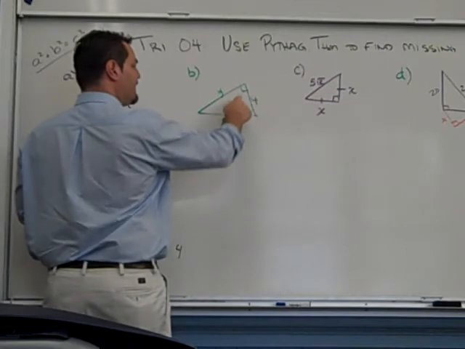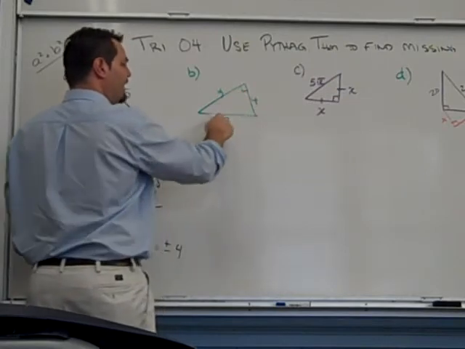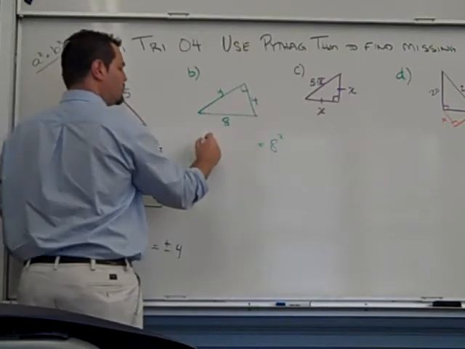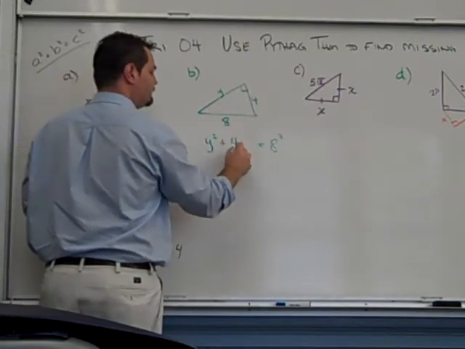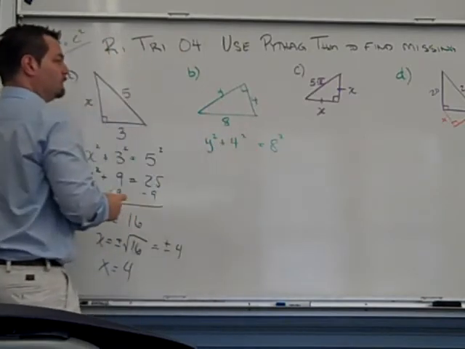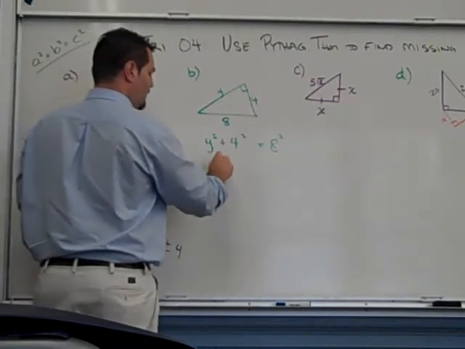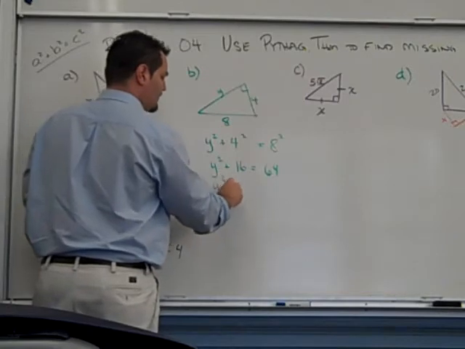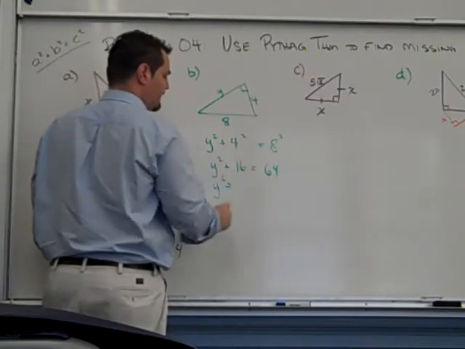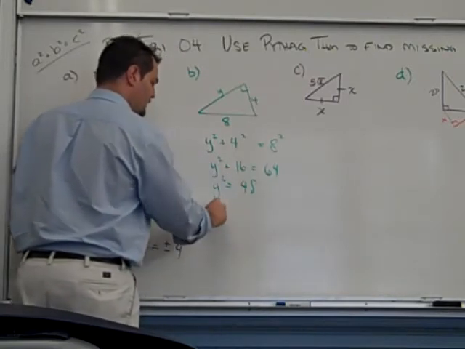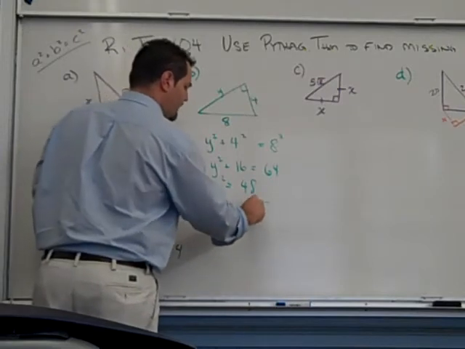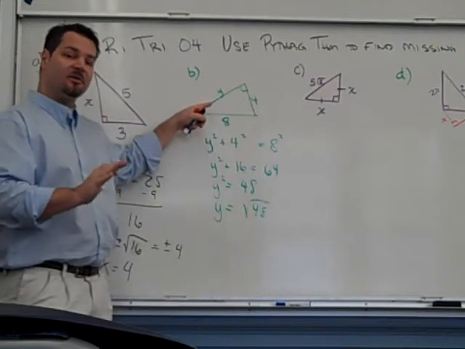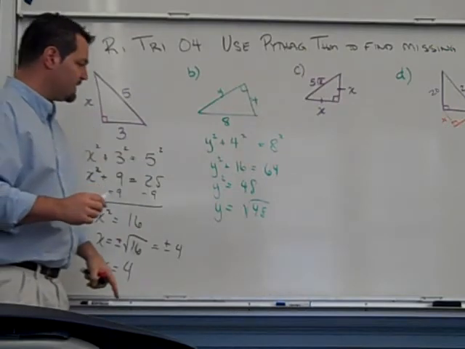Again, I have to identify which side is opposite the right angle. That's my hypotenuse. That's going to be my c squared. The other 2, it doesn't matter what order I put them in. Okay, so y squared plus 16 is equal to 64. Y squared is equal to, subtracting 16 from both sides, I get 48. So y is equal to the square root of 48. Again, it should be a plus or minus because I'm dealing with a length. I know I'm not concerned with the negative value, so I'm just going to use the positive value.